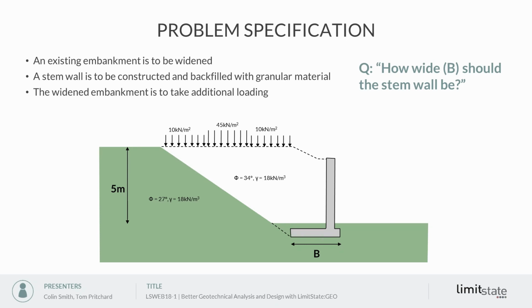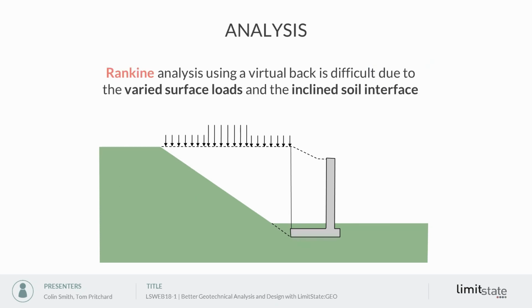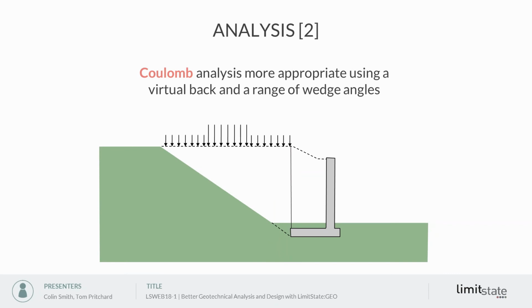In order to solve that problem with a classical hand analysis approach, we might use a Rankine method with a virtual back down the back of the stem wall construction and try to predict the earth pressures on that. However, in this case that is a little bit difficult due to the varied surface loads and the inclined soil interface, so just working out exactly what that earth pressure distribution is could be a little tricky. An alternative would be a Coulomb wedge analysis with a virtual back and a range of wedge angles to find the most critical wedge.